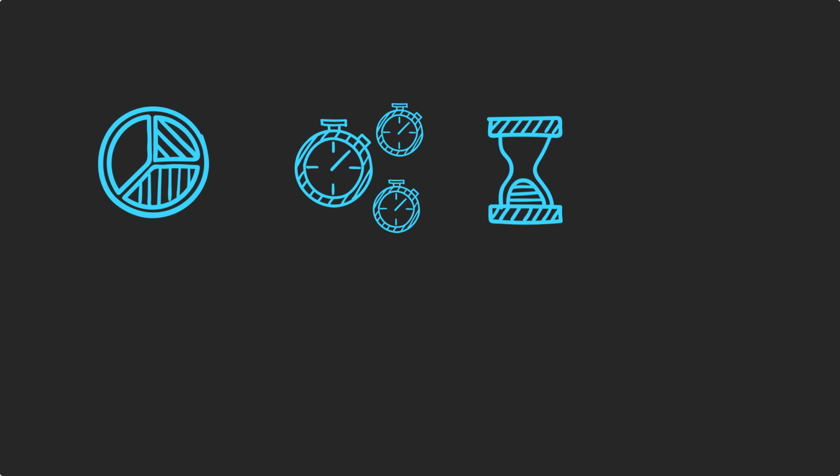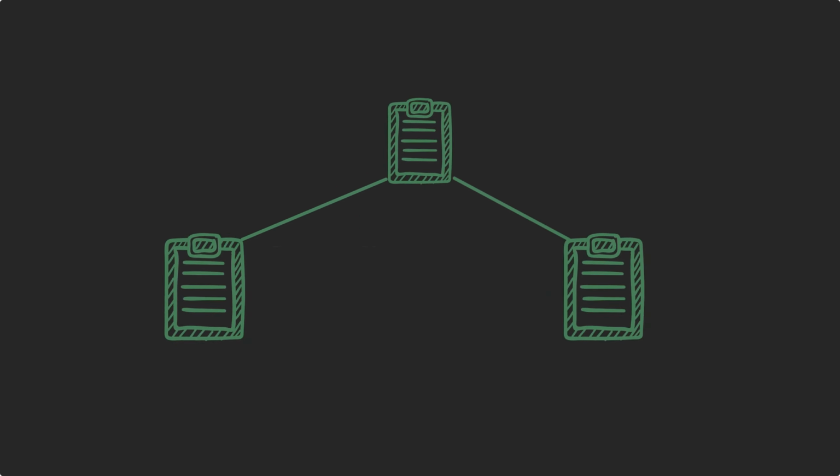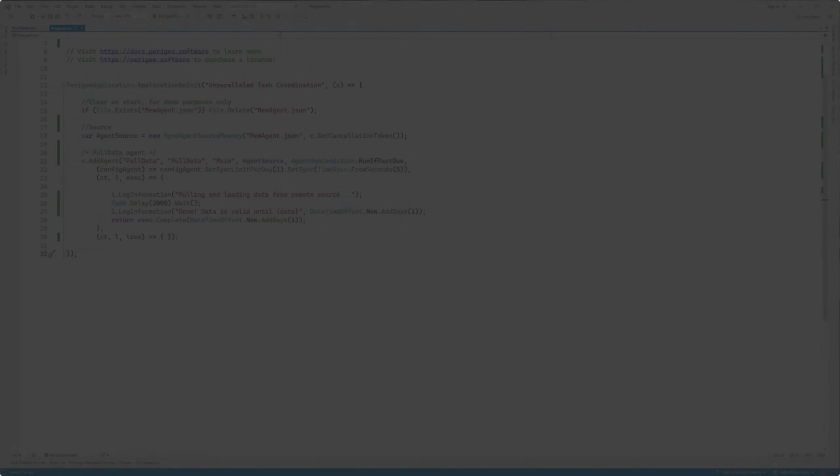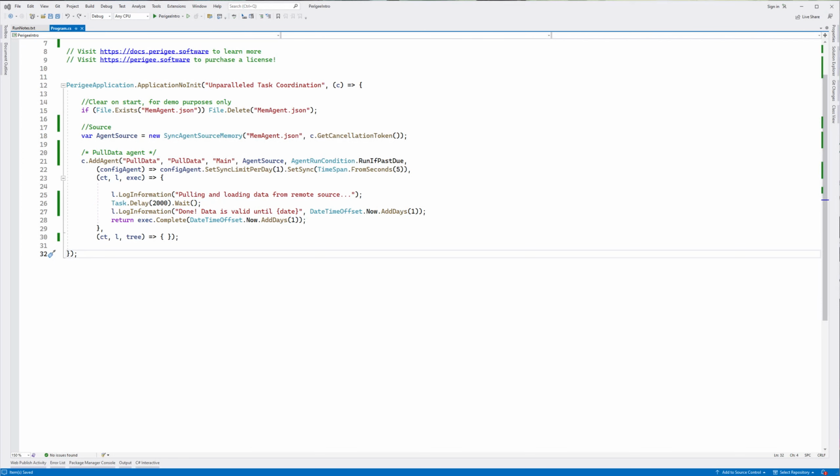You can request execution from a remote source, like a database table. You can specify blackout periods, where the agent is disallowed to run even from remote requests. You can even assign behavior trees to further fine-tune the logic of how and when an agent can run. Let's take a look at the power of the task coordination available for sync agents.